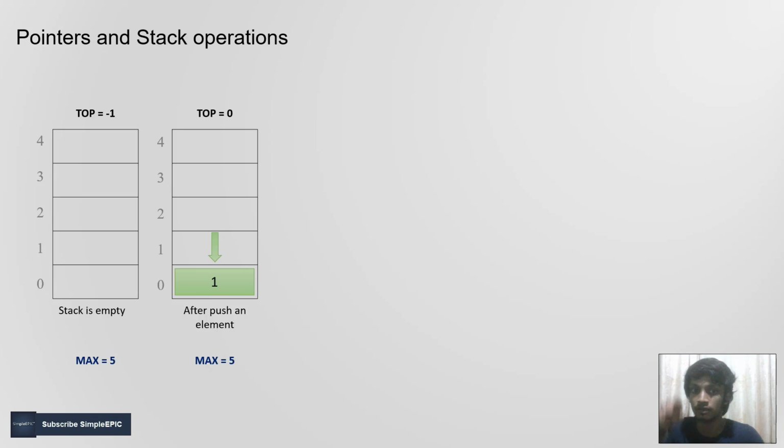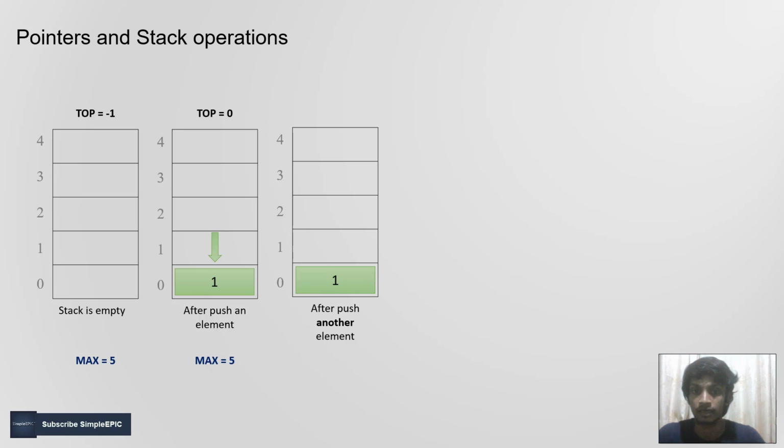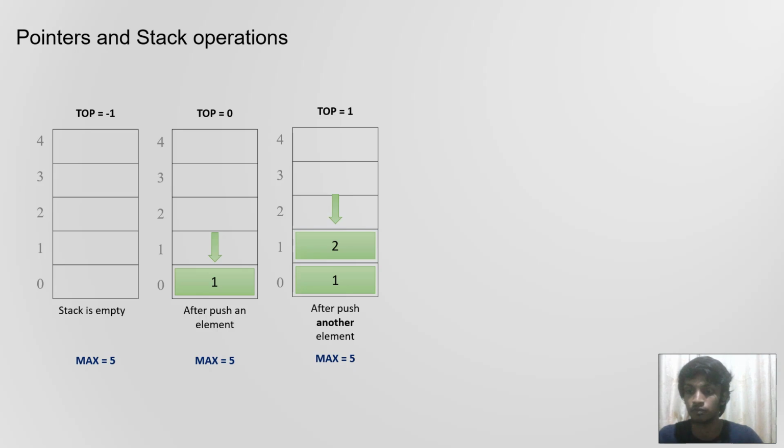We are pointing to a location where we are to store or delete. Okay. So now if I push an element to the stack, the top will increase, which means the top is 0. What if I push another element to the stack? Basically, it will increase top by 1. Top will be 1, and the maximum value will remain as 5 because it can't be changed.